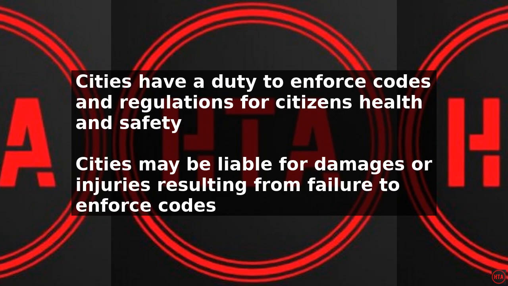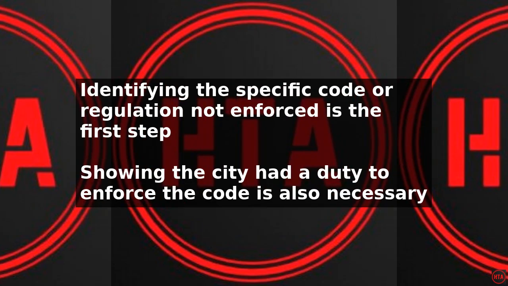this failure. The first step in determining whether you can sue a city is to identify the specific code or regulation that was not enforced. This could be a zoning ordinance, a building code, or a health and safety regulation. Next, you must show that the city had a duty to enforce the code, that it failed to do so, and that this failure caused you harm.